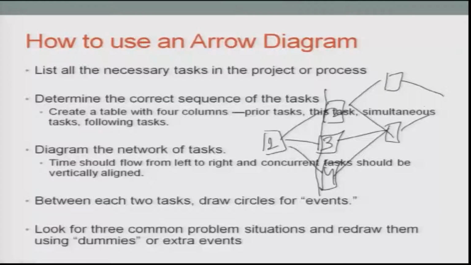Again, let me mention that in PERT and CPM, technically, the arrow diagrams or the precedence diagrams can have the event or the job on the arc or on the node. So, there are activity on arc and activity on node concepts, but we are not going into details; the basic concepts always remain the same. Look for 3 common problems, situations and redraw using dummies or extra levels of job implications.